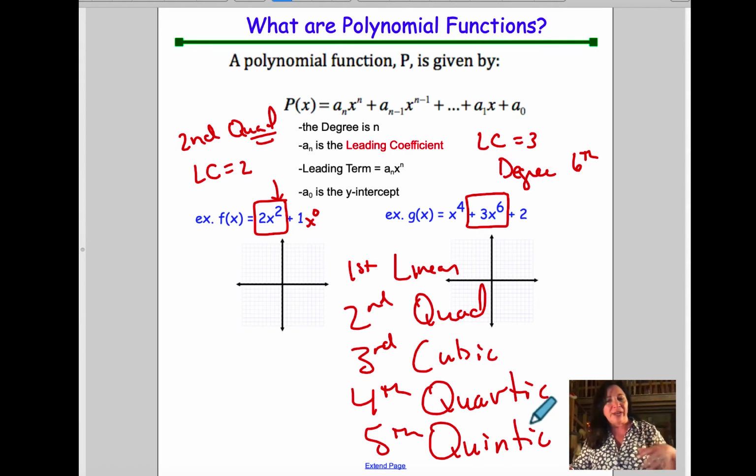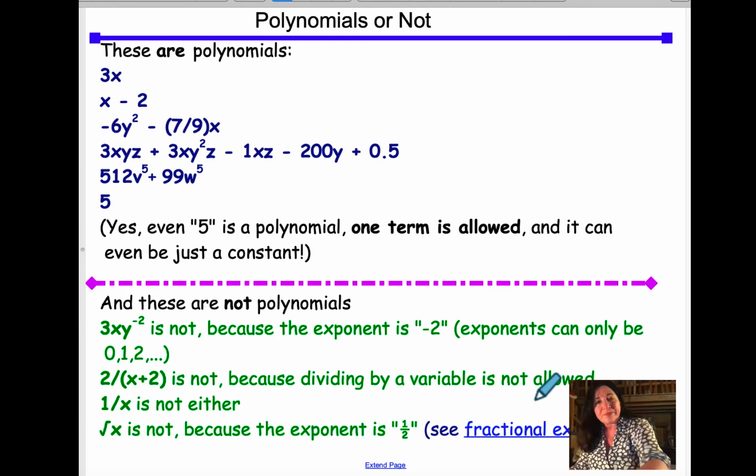And 6th degree and higher, we don't actually have a name for it. We just call it 6th degree. Polynomials and not polynomials, just kind of review with this. If you're unsure about polynomials, you're blindsided. Yep, new word for me this week.